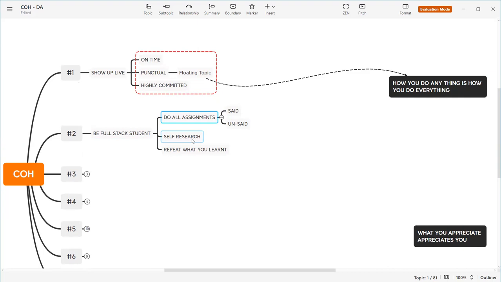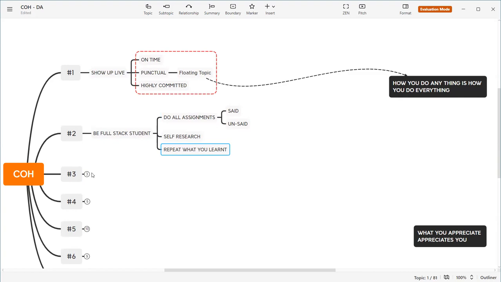Some practice and effort will be needed from your end as well, because any circuit is always half, and 2 half circuits, when they meet, complete the entire circuit of an electricity board. So this is one of the circuits where you will be doing your self research on the topic that you have already learned. And additionally, to become stronger conceptually on that topic, you need to repeat whatever you have learned. Doing these activities makes you a full stack student. So always remember, show up live and be a full stack student.